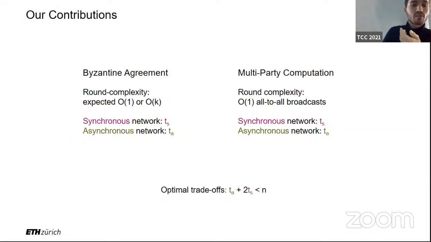And our positive results in this sense are a Byzantine agreement protocol that achieves the same optimal trade-offs as the protocols presented before, but is also round efficient in the sense that it matches the round complexity of the most efficient purely synchronous protocols known at the time when the network is synchronous. And for multi-party computation, we provide an MPC protocol whose number of all-to-all broadcast rounds is constant in the depth of the circuit to evaluate, and is not linear in the depth of the circuit to evaluate.